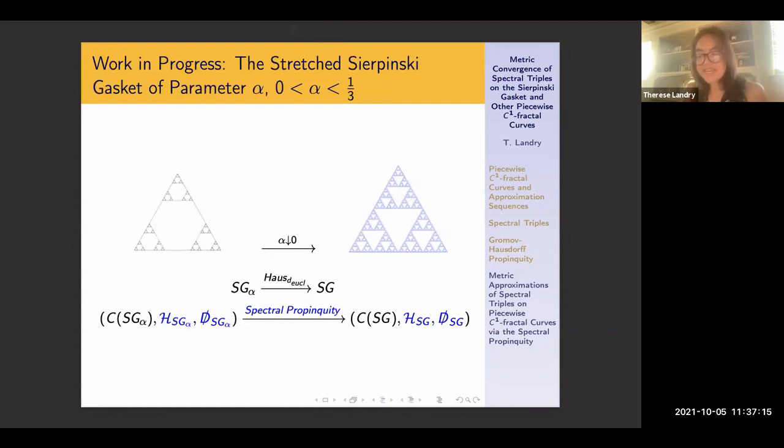So in my current work, which I'll start presenting on at the beginning of next year, I'm working on the following generalization, hence expansion, of the class of fractal curves for which our techniques could be applied. And it's a generalization because this is not a piecewise C1 fractal curve. And so this is another fractal. This is the stretched Sierpinski gasket.